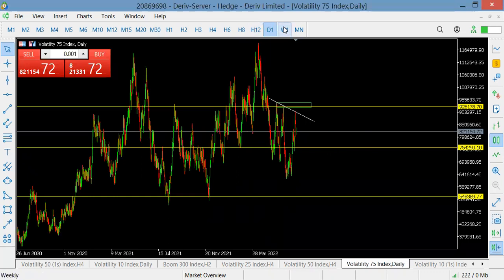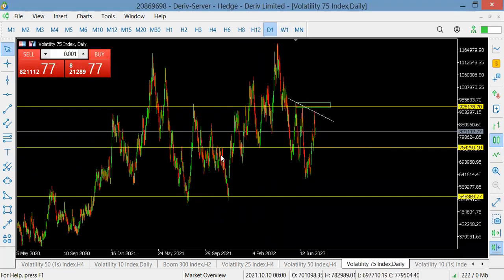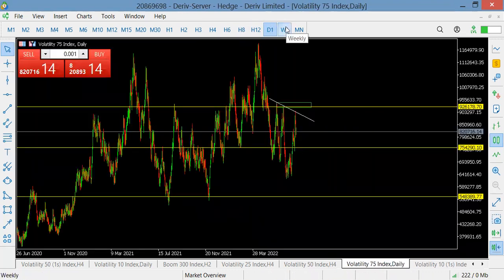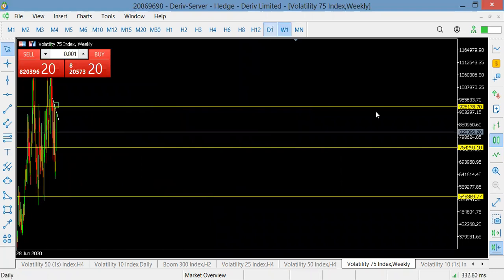I want to show you guys why I'm saying that on the weekly time frame. Okay, the chart has loaded now. Our overall bias for the VIX 75 Index is bearish, and these are my reasons. First of all, you can see this is a massive resistance zone. The price just retested, pushed to the downside, and right now you can see that this trend line has been broken by this downward move.